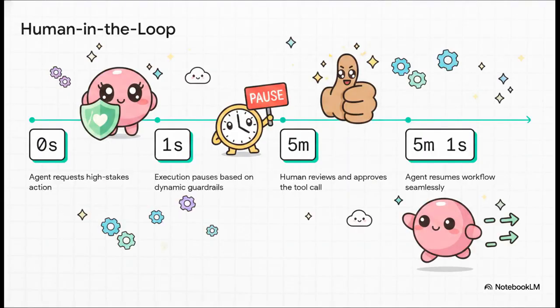Now, I know what you're thinking. You don't always want an autonomous agent running completely unchecked, right? That's terrifying. Well, the SDK makes it incredibly simple to implement dynamic guardrails and human-in-the-loop approvals. Picture this. Your agent decides it needs to call a high-stakes tool, like maybe paying an invoice or marking a critical project done. The execution simply pauses. A human gets pinged, reviews the action, hits approve, and then the agent flawlessly resumes its workflow. This gives you ultimate confidence when scaling up to real users.